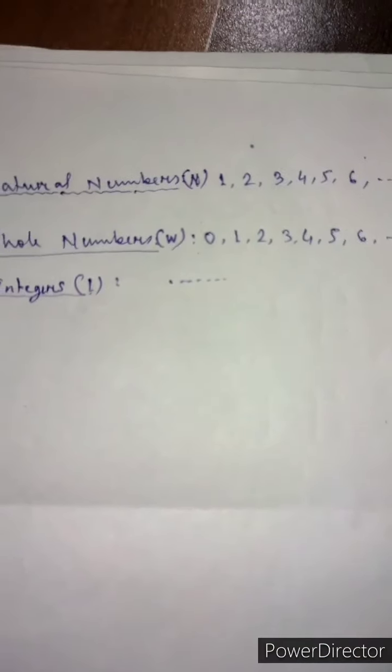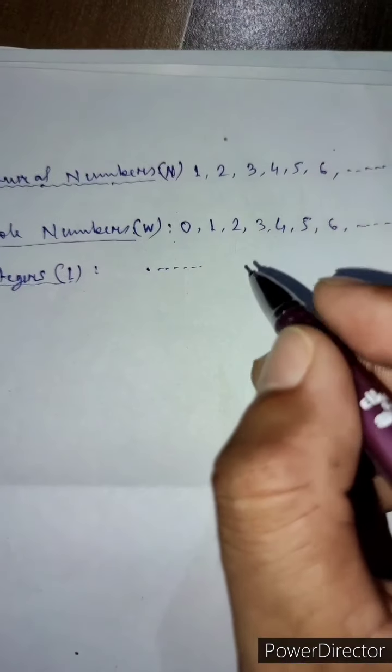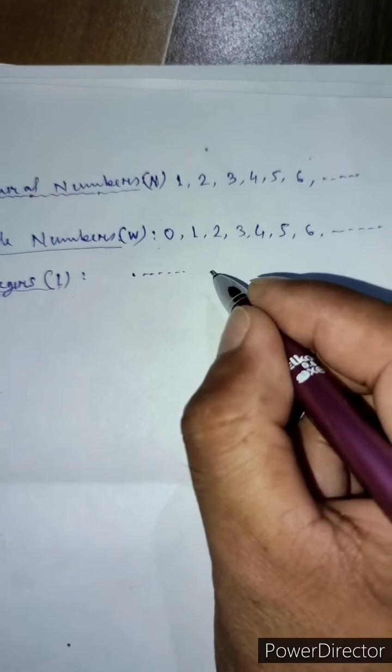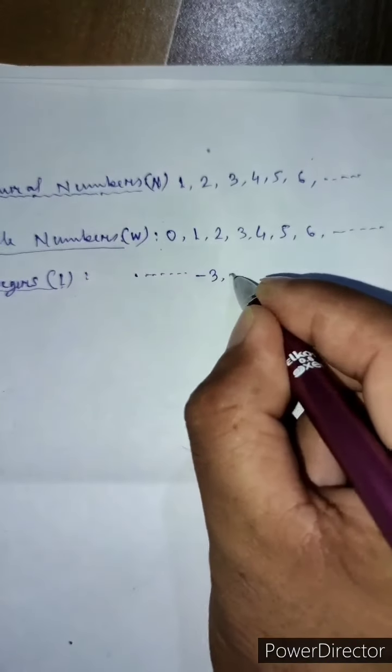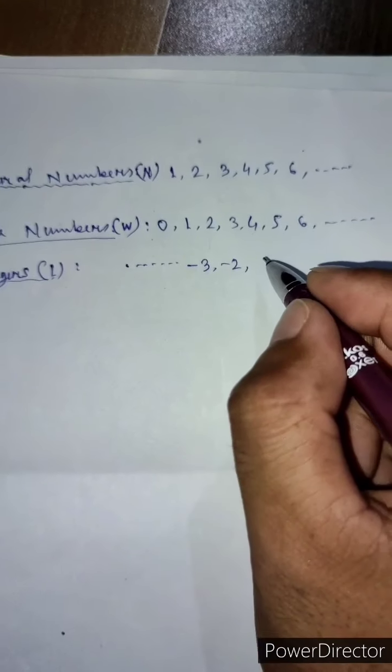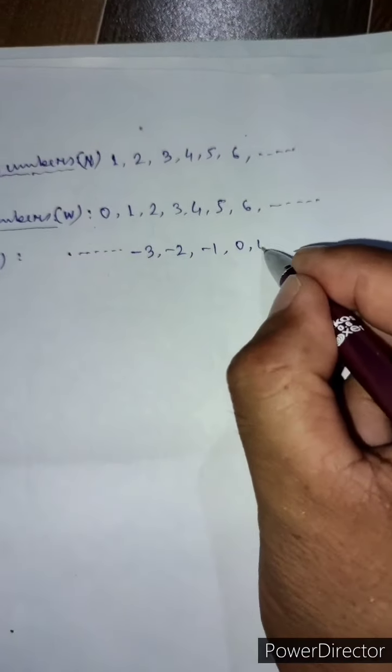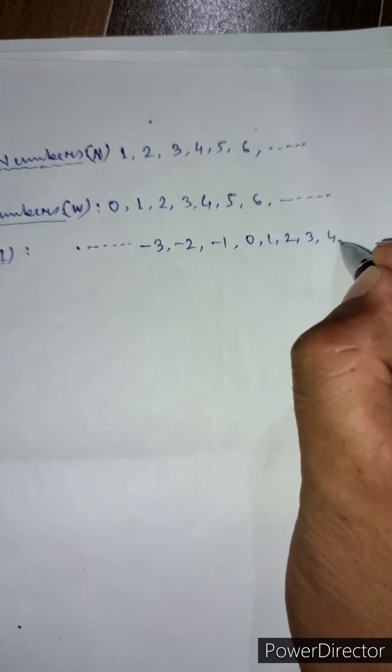That means on the negative side also, it will go up to infinity. Let us take -3, then -2, and then -1. After that you get 0, then 1, 2, 3, 4, up to infinity.